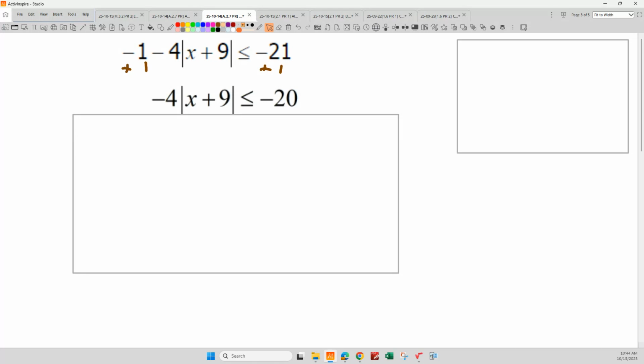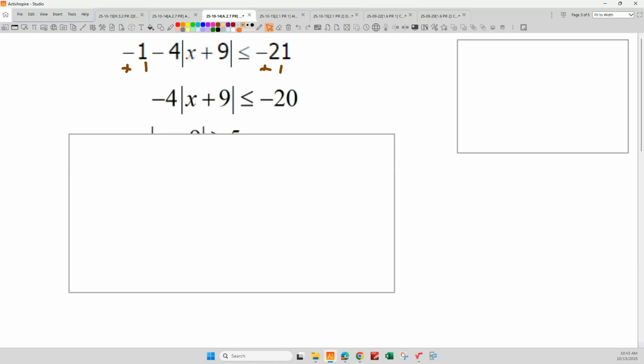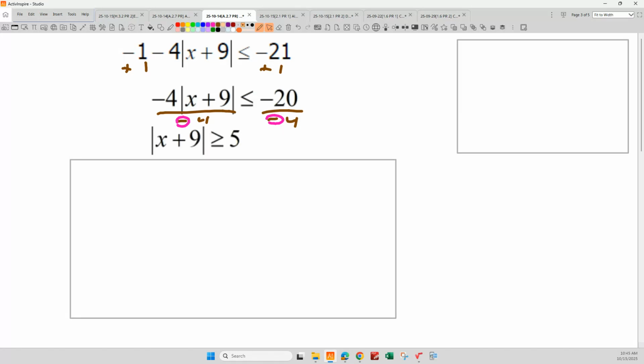Divide by negative 4. And what do I have to do, Gary? Got to flip. I divided by a negative, so I've got to flip both sides, don't I? Right? Because I'm dividing by that negative, I know I've got to flip that around, and then I'm going to get the isolated absolute value on the left, and negative 20 divided by negative 4 is positive 5 on the right.